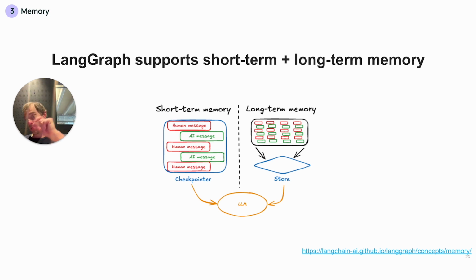It could be user-specific information you're storing, or it could be other things, like maybe you have a RAG application and you want to store every question-answer pair ever asked, so you don't have to re-retrieve for the same question, even if a different user asks it. So LangGraph supports both of these types of memory.